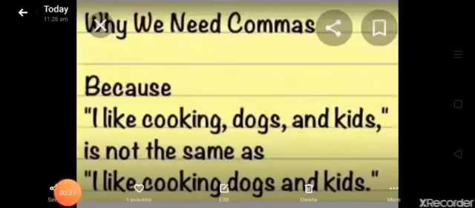Here you can see the first sentence is correct. I like cooking, a pause, dogs, comma, and kids. After dogs, we are putting a comma. It's not the same as, I like cooking dogs and kids. So the meaning is entirely different in the second sentence.